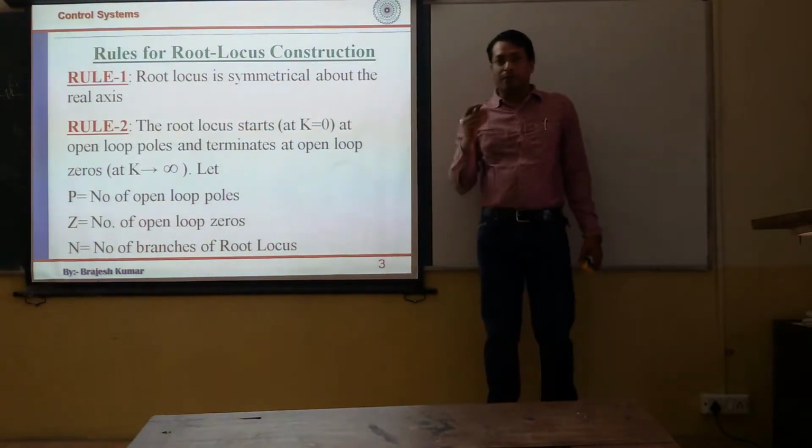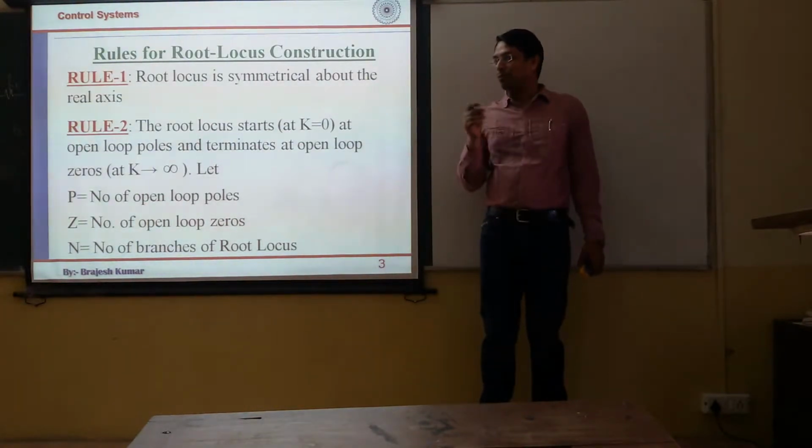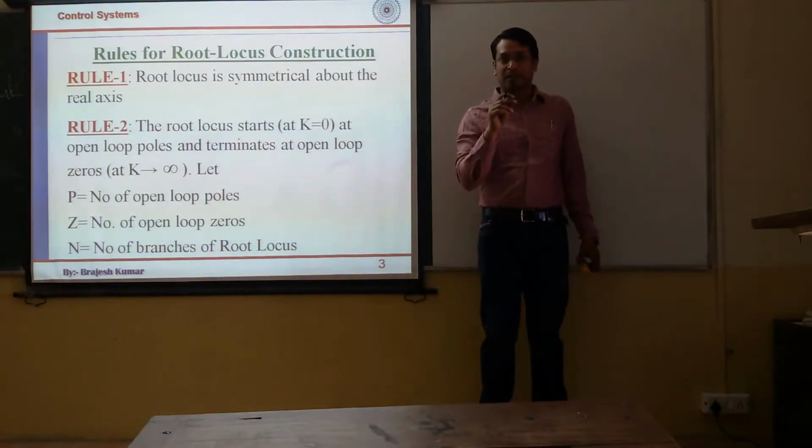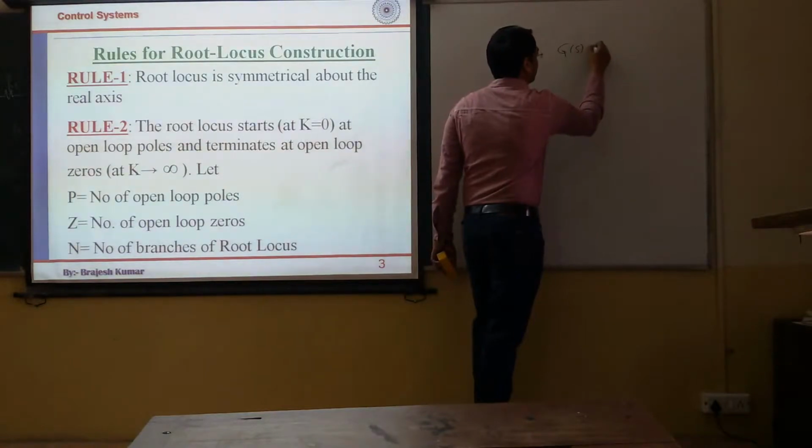Correct? So when the value of gain K is 0, your root locus will be just a point, which is the pole of your system. Okay, the pole of your open loop transfer function. Not the pole of the system, but the pole of G(s)H(s).